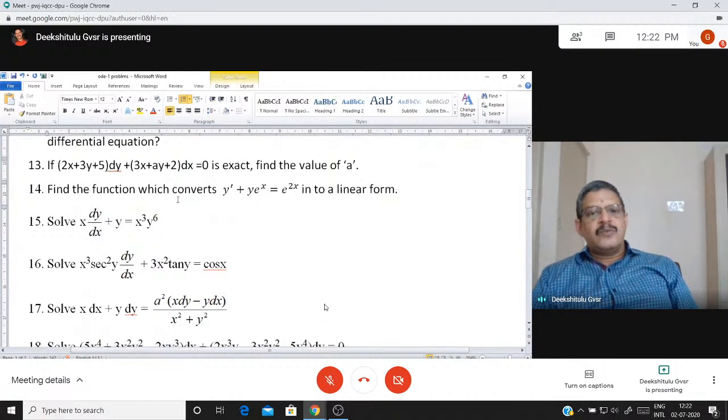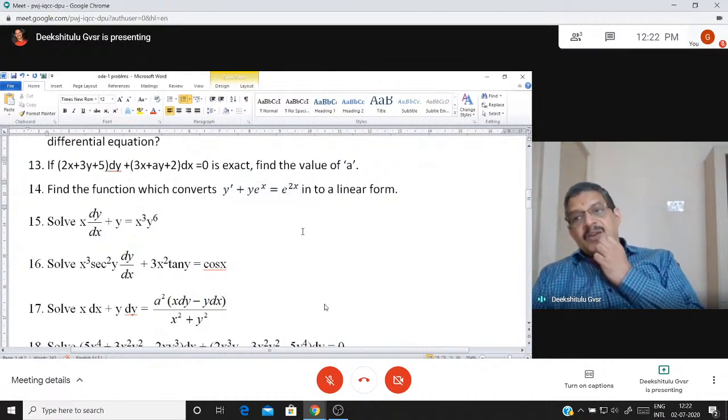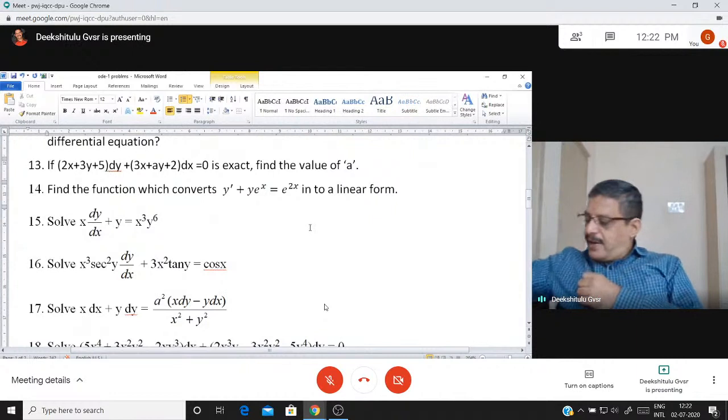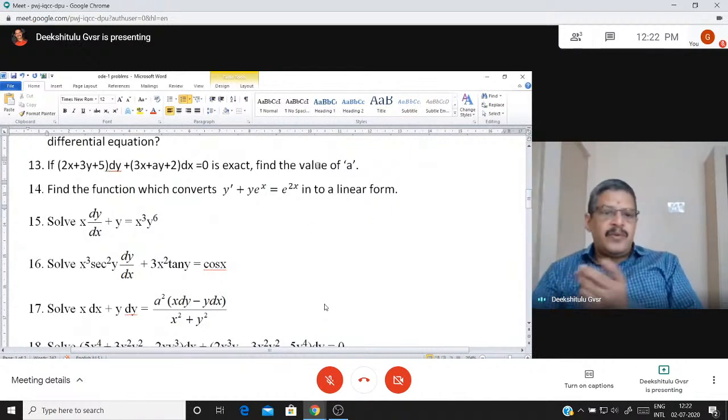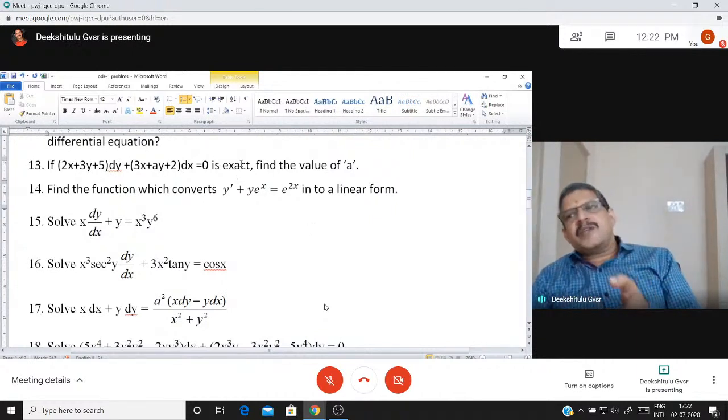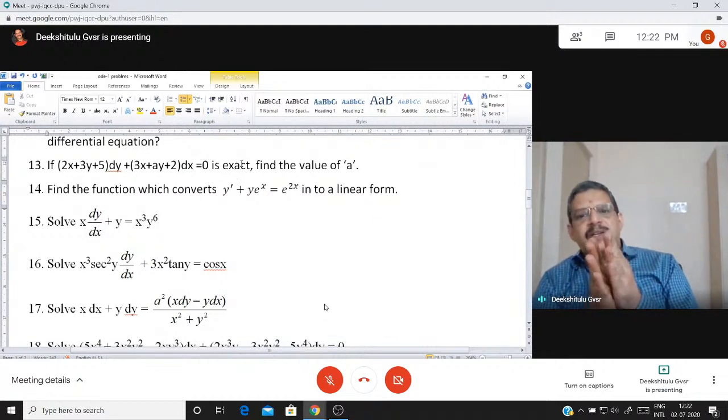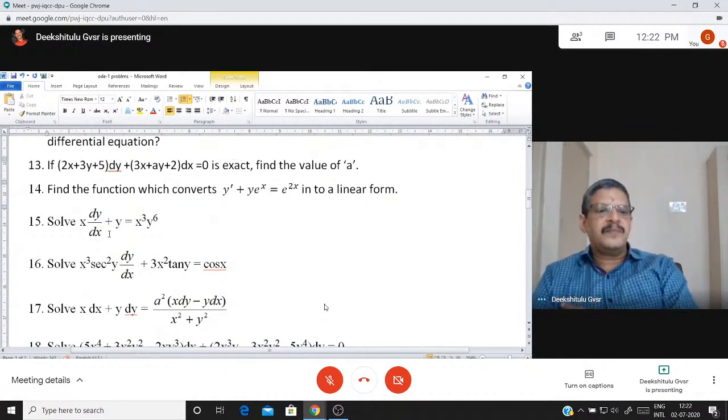Find the function which converts y dash plus y e power x is equal to 2x e power 2x into linear form. See, don't get worried when you see this problem. This function which converts a linear equation into an exact derivative is called the integrating factor. What you have to find is the integrating factor here only. Okay.